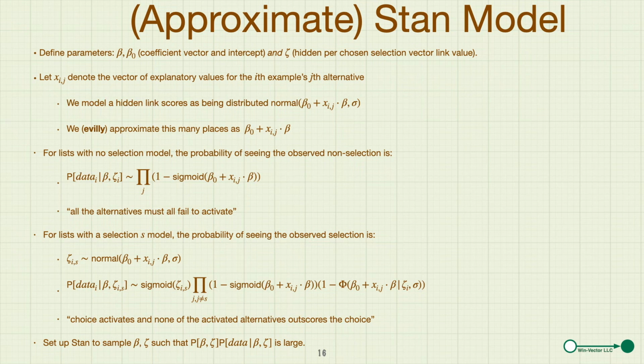Stan will sample such that the product of the prior probabilities of beta, zeta, times the probability of observed data given these parameters is large. And then by Bayes' law, this is proportional to the posterior probability of the parameters beta given the data, which is what we want. What inference on the unknown parameters beta is the data implying?